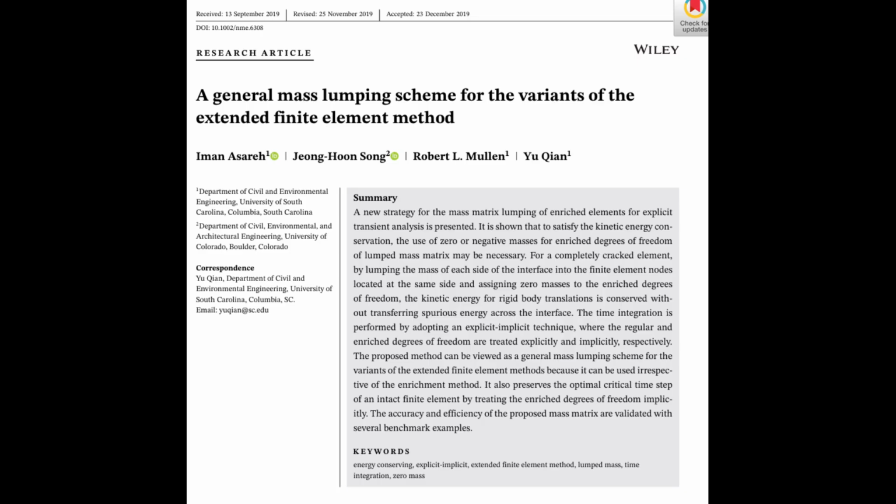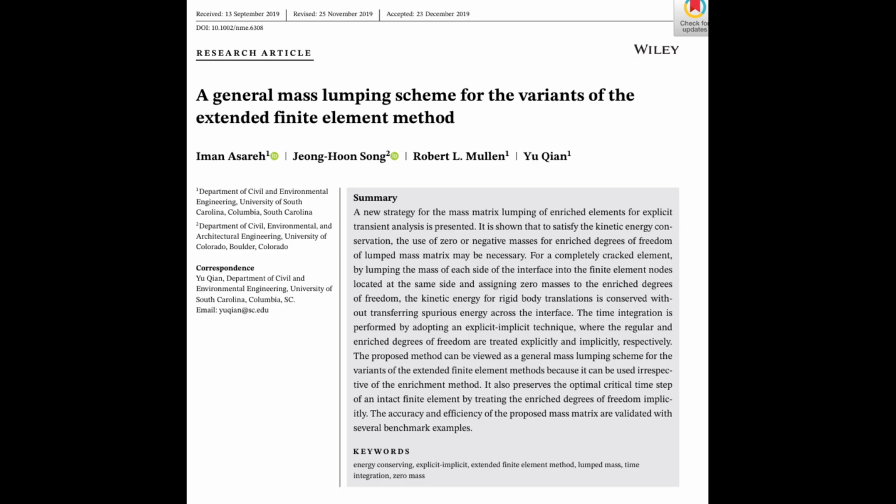Right. And this is where the weird part comes in, the zero or negative mass for the enriched degrees of freedom. Those are the extra math variables XFEM uses just for the crack, right? Correct. The researchers figured out that to perfectly preserve that kinetic energy for rigid movements, their new lumping method might need to assign zero or even negative mass values specifically to those extra crack variables.